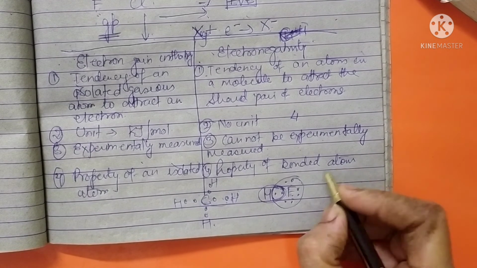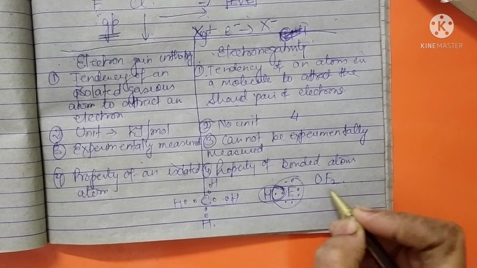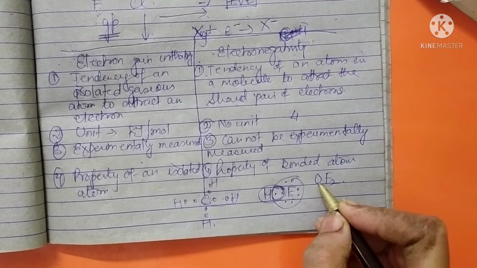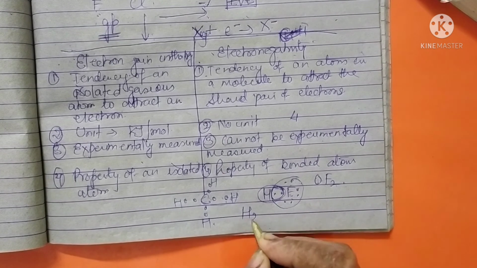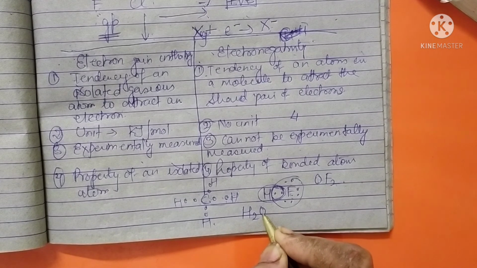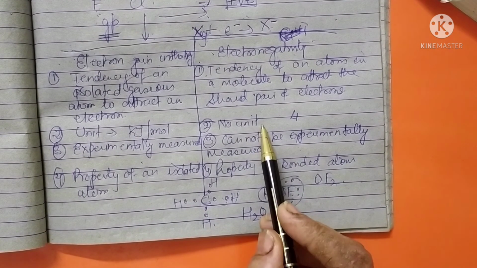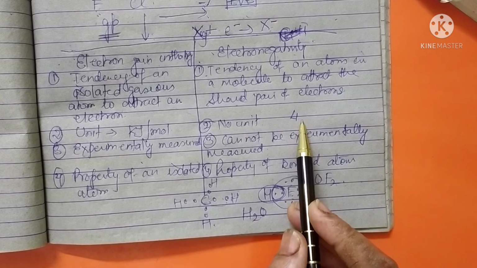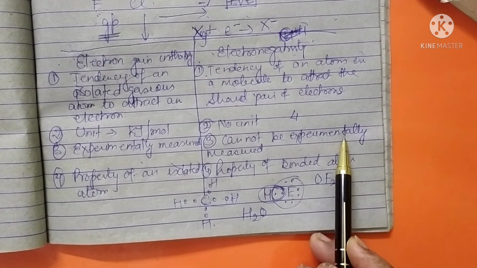Similarly, if we talk about oxygen and fluorine, then also fluorine is more electronegative and oxygen is less electronegative. But if we talk about the hydrogen and oxygen bond in water, in this case oxygen is more electronegative. So the same element can be more electronegative compared to another, but it has a definite value. It is only a number, it does not have any unit. The next point: it cannot be experimentally measured.